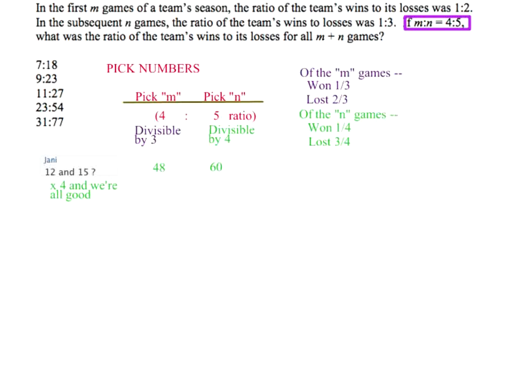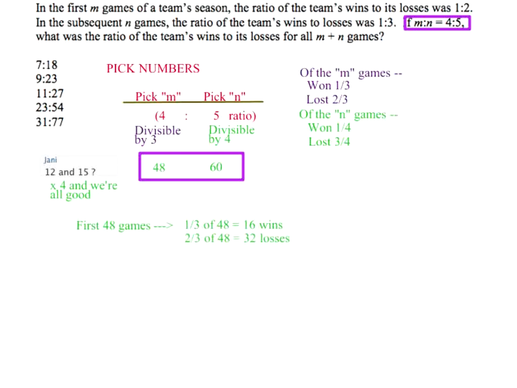So once we have these numbers, this is the crux of the problem. Once we have these numbers, it's actually very easy from this point onward. So in the first 48 games, you have 1/3 of 48 is wins. So that's 16 wins. And you have 2/3 of 48, which is the other 32 games are losses.